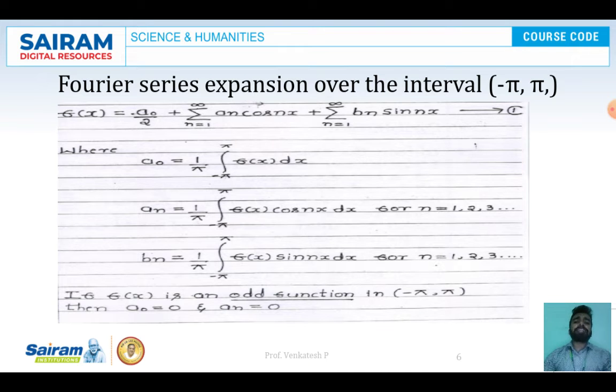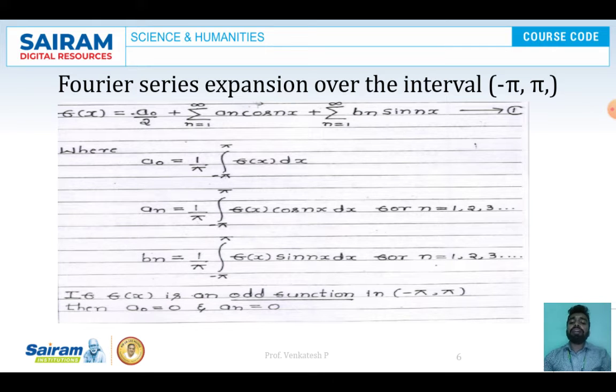Fourier series expansion over the interval minus π, plus π. The formula is given by f of x equals a naught by 2 plus summation n from 1 to infinity a n cos nx plus summation n from 1 to infinity b n sin nx. In this formula, to find a naught, a n, b n, we use the following formulas. a naught is given by 1 by π integral minus π to plus π f of x dx. a n is equal to 1 by π integral minus π to plus π f of x cos nx dx for n equal to 1, 2, 3 and so on. b n is equal to 1 by π integral minus π to plus π f of x sin nx dx for n equal to 1, 2, 3 and so on.